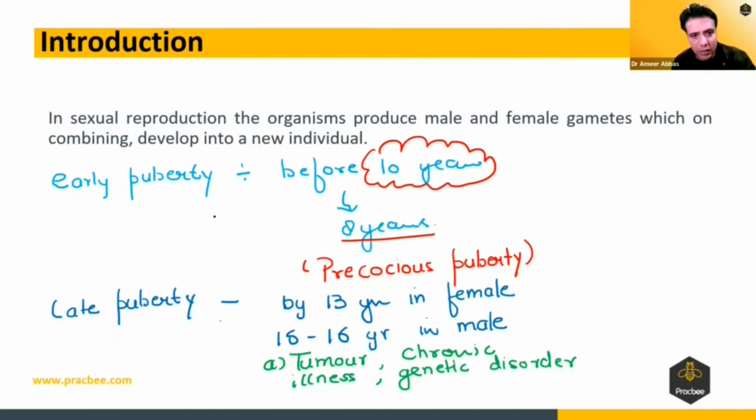So we can have early puberty and we can also have late puberty. What is the name of early puberty? It is precocious puberty. Any doubt? Clear? All points? Okay.